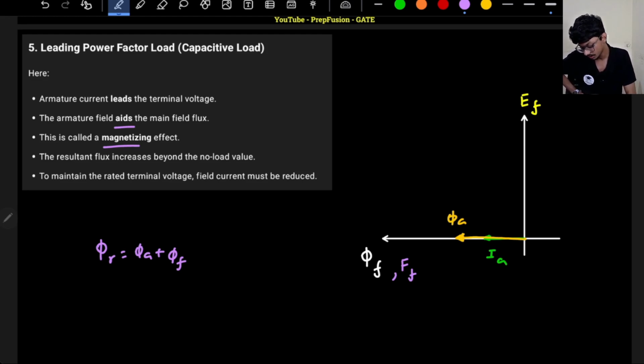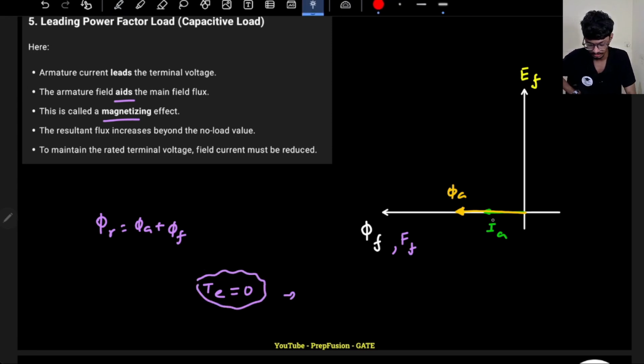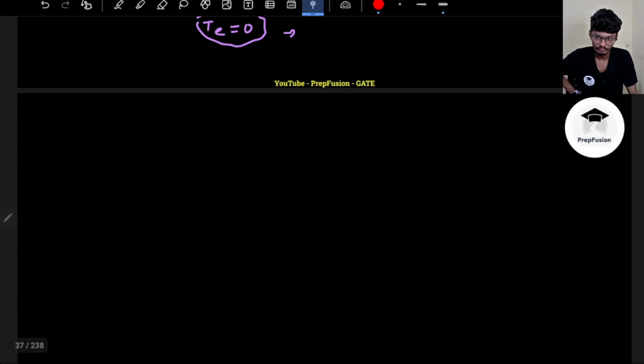But again, will there be any torque produced? Again, the torque produced will be zero. Why? Again, there is no real, resistive load connected. So again, sine of delta is sine of 0, because the angle between the fluxes is 0. So the developed torque will be 0. I hope you have understood this basic point.